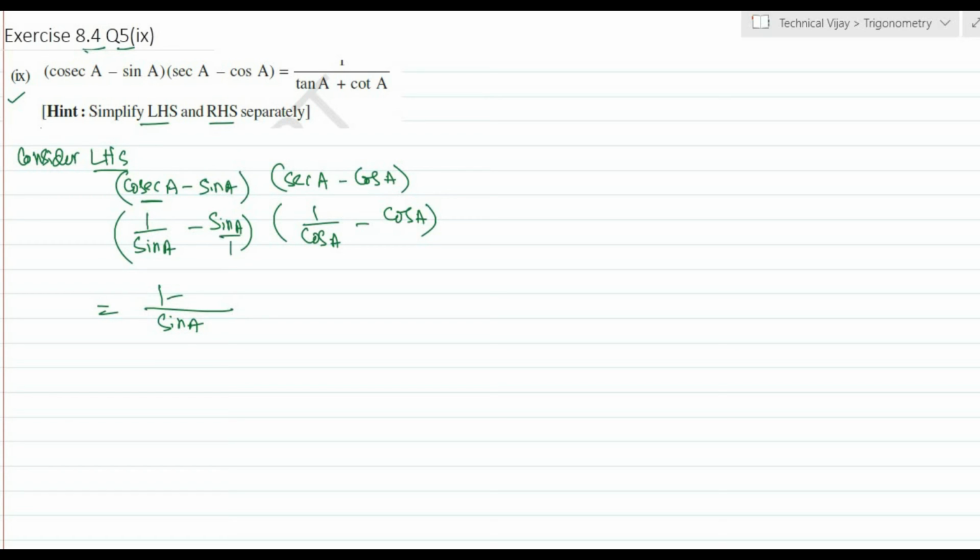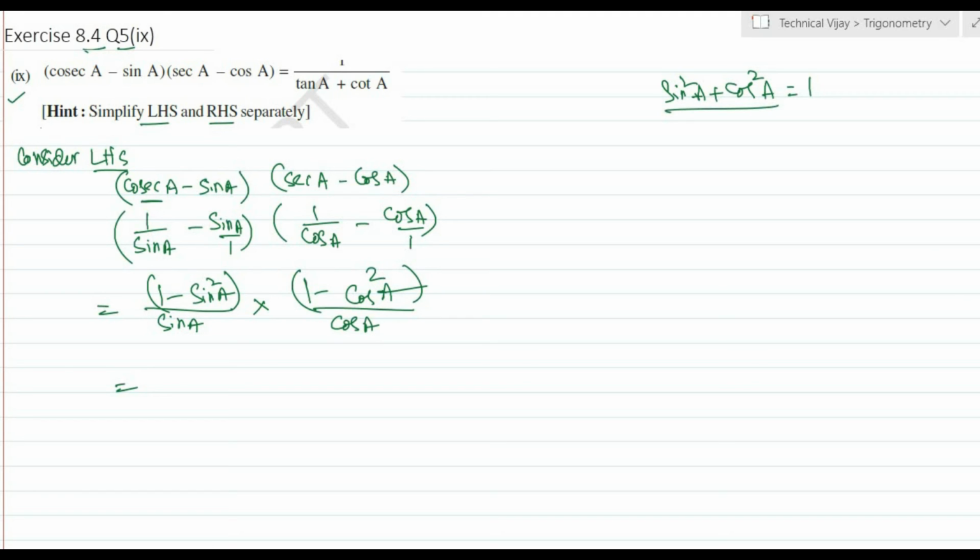So 1 minus sin square A, sin square A into 1 minus... cos A will be the LCM, 1 minus cos square A. Now 1 minus sin square A: sin square A plus cos square A is equal to 1, so 1 minus sin square A will be equal to cos square A. Here cos square A divided by sin A. And 1 minus cos square A is equal to sin square A divided by cos A.